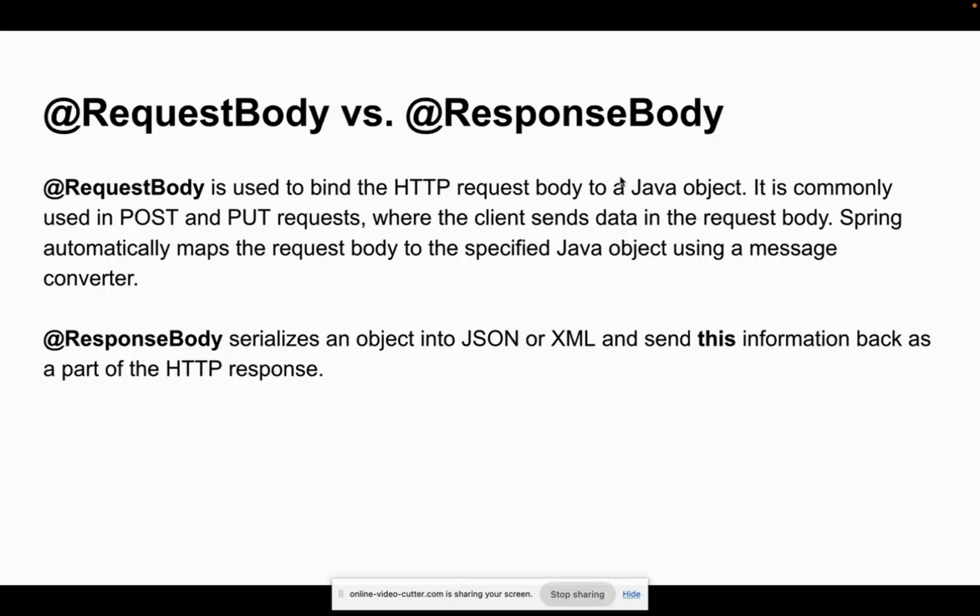Then request body and response body. Request body is used to bind the HTTP request body to a Java object. It's commonly used in POST and PUT requests, where the client sends data in the request body. Spring automatically maps the request body to the specified Java object using the message converter. The second is response body. It serializes a Java object into JSON or XML, and sends this information back as part of the HTTP response.